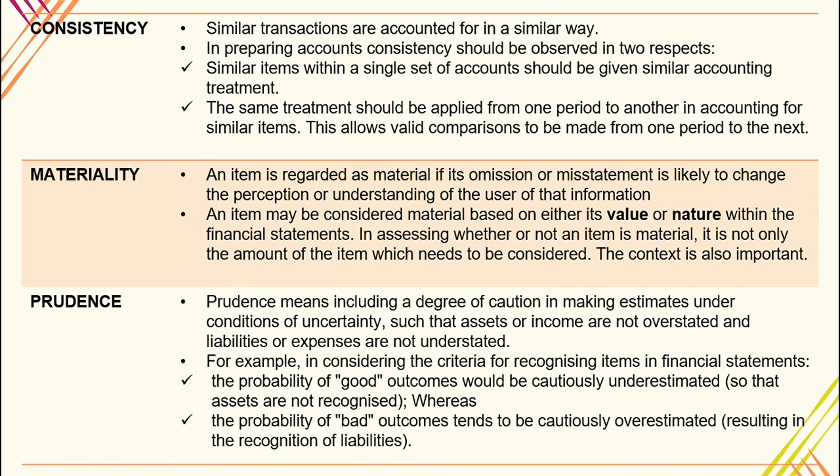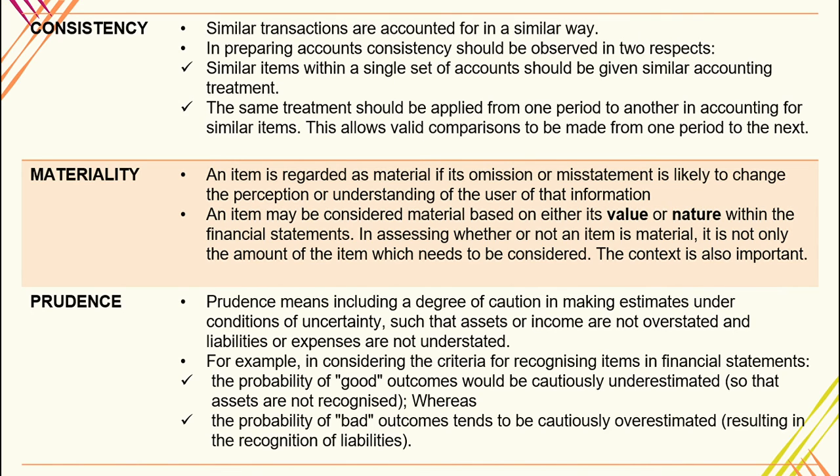And then, the next concept is materiality. An item is regarded as material if its omission or misstatement is likely to change the perception or understanding of the user of the information. An item may be considered material based on either its value or nature within the financial statements. In assessing whether or not an item is material, it is not only the amount of the item which needs to be considered, the context is also important.